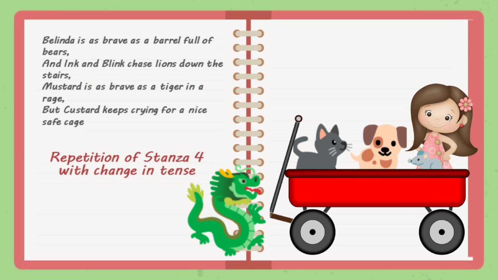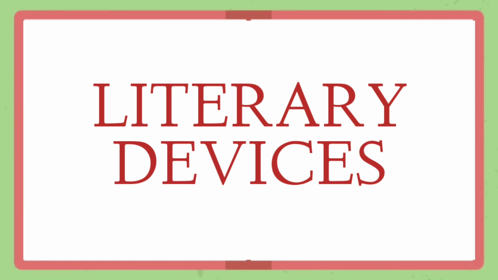This stanza shows that Belinda, the cat, the mouse, and the dog are incorrigible braggarts. The dragon, on the other hand, is modest. After the pirate incident, the remark about Belinda and her pets is ironical. Now let's move to the literary devices used in the poem.